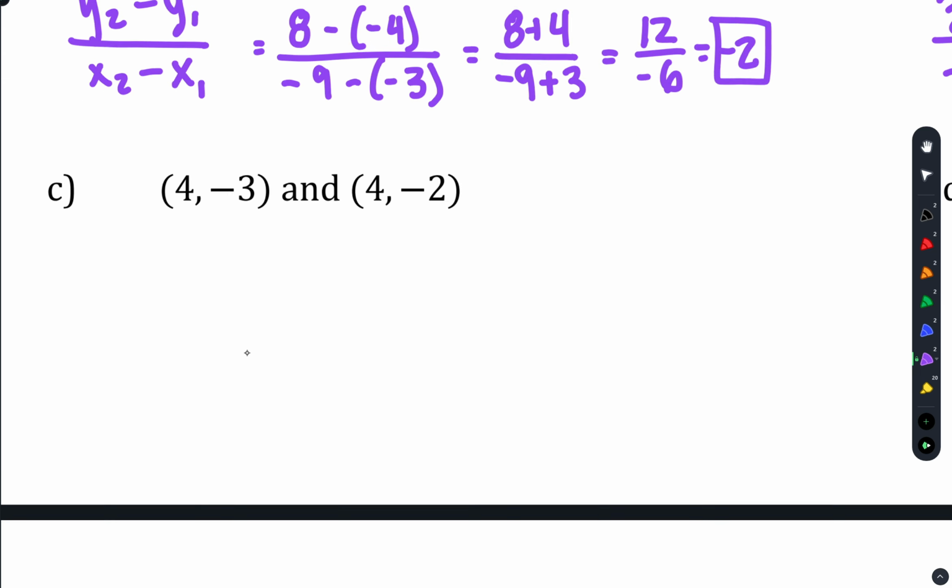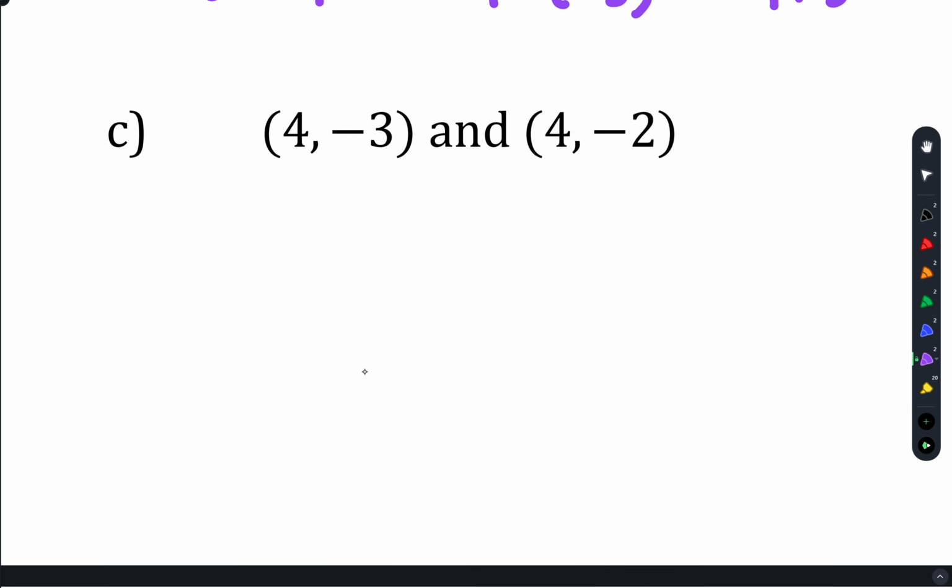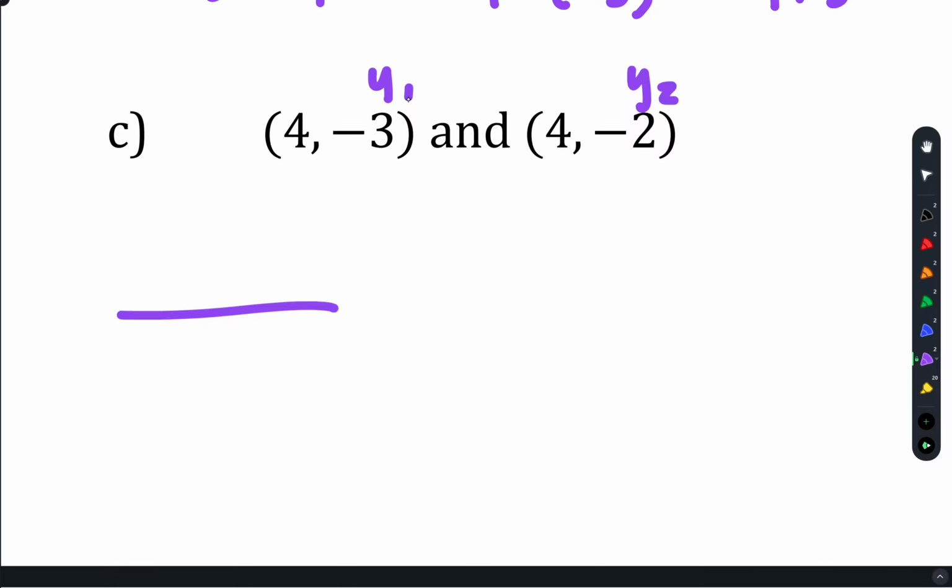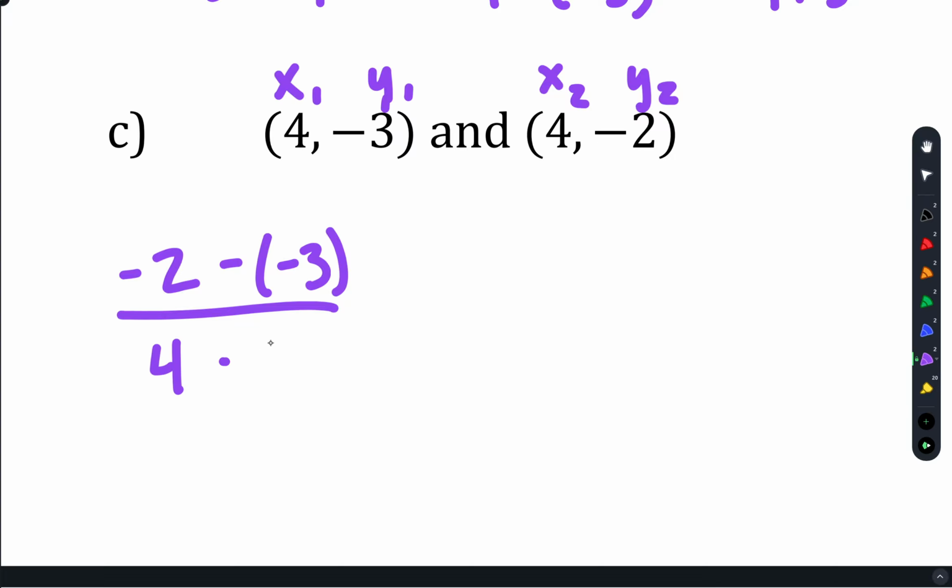Okay. Letter C. Same thing. The top of my fraction looks like... Oh, I don't want to sit here and stare at you. Somebody tell me, y2 minus y1. What is y2 minus y1? Negative 2 minus negative 3. x2 and x1 should look like 4 minus 4. Yes? Simplify this. Negative 2 plus 3 is 1. 4 minus 4.